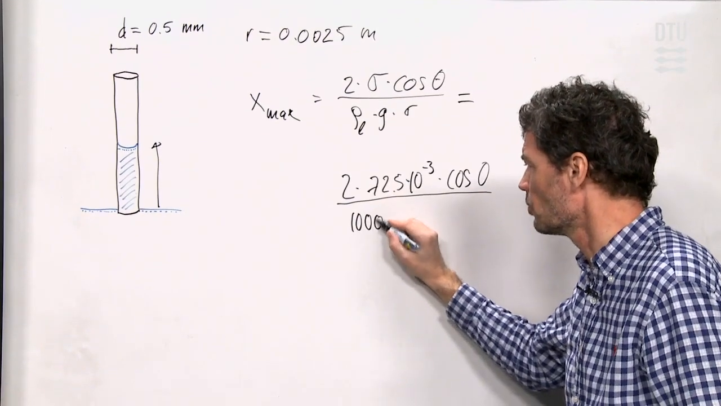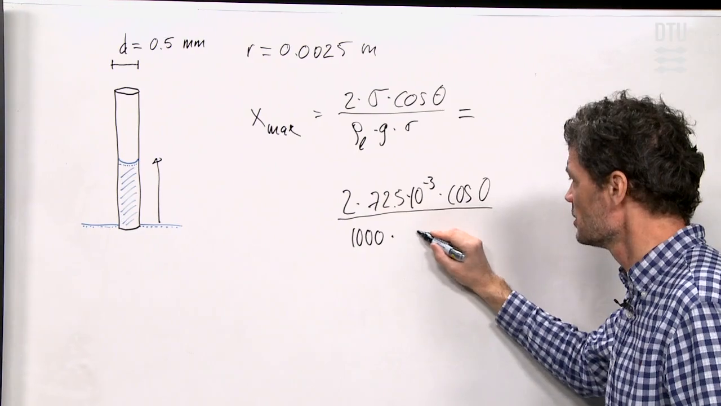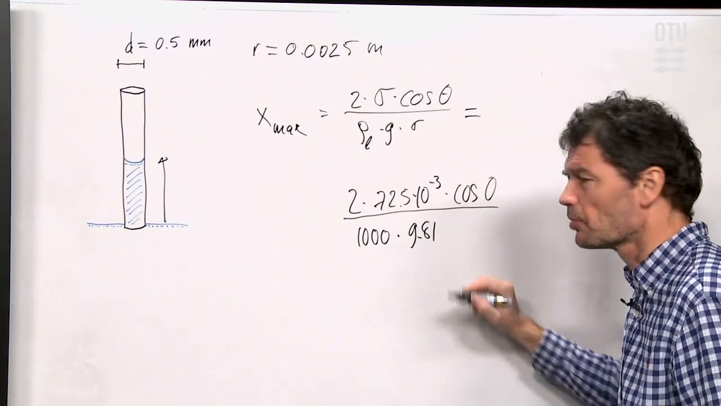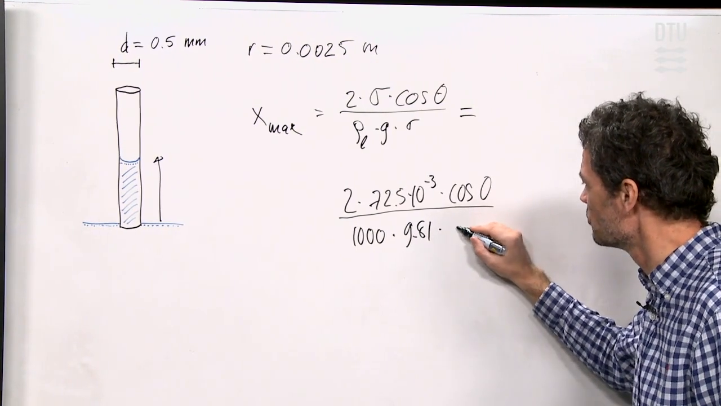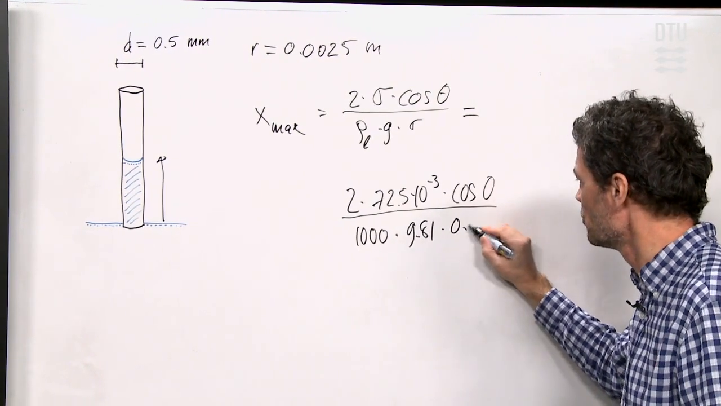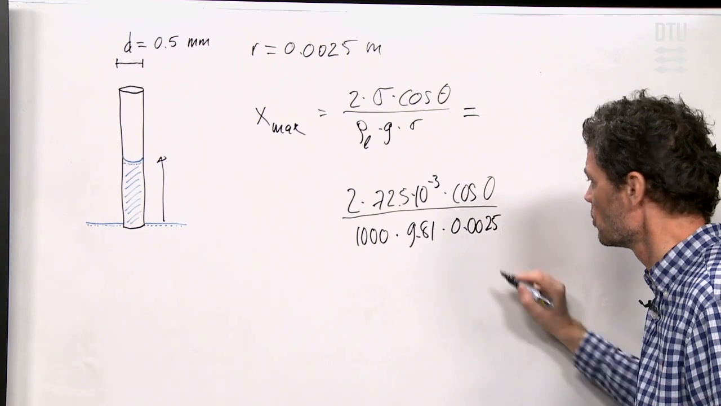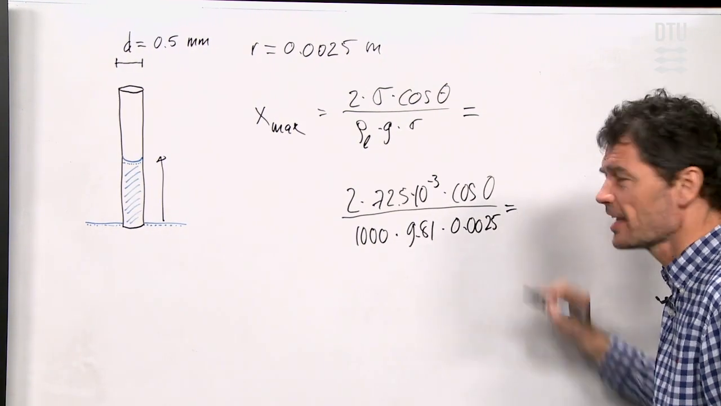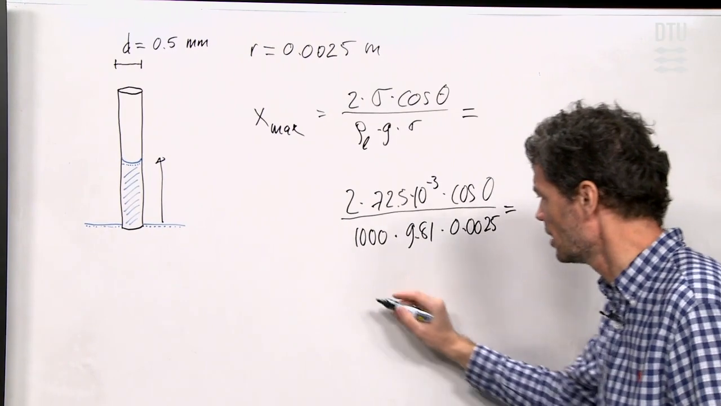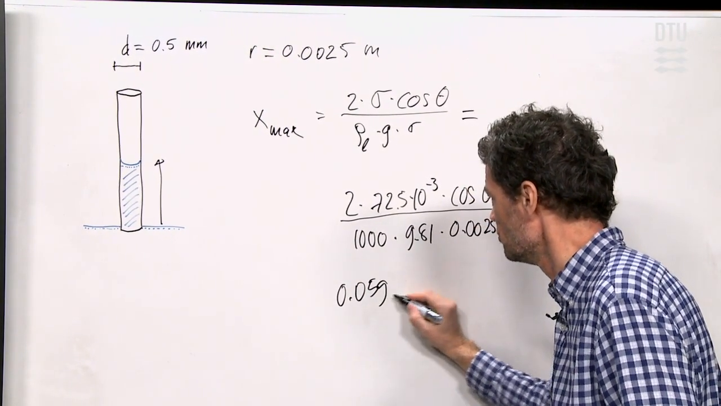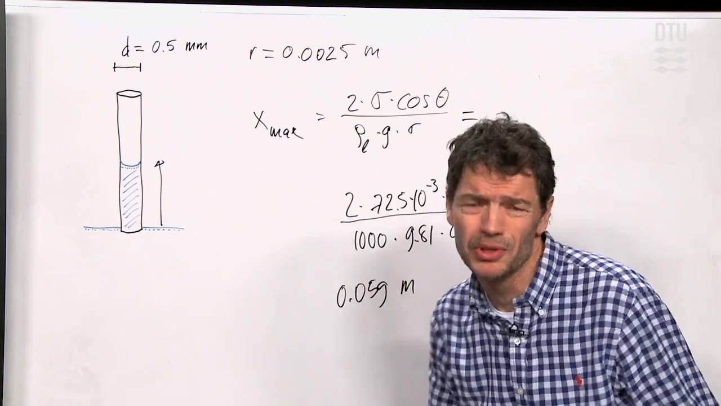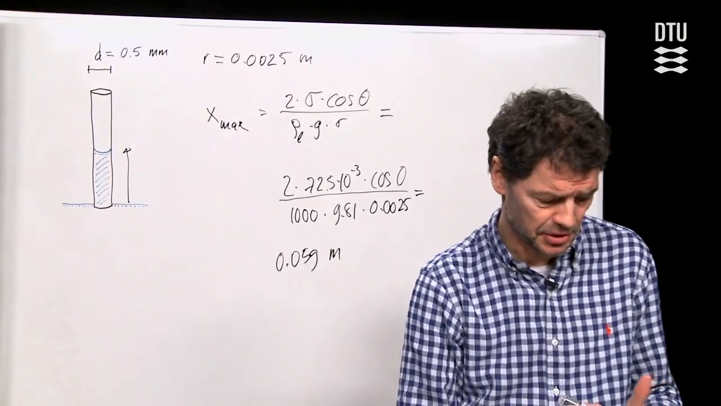The density of water, 1,000 kilograms per cubic meter. Acceleration of gravity, 9.81 meters per second squared. And then the radius, in this case 0.0025 for my capillary. When I calculate all this, the result becomes 0.059 meters, or if you will, almost 6 centimeters.